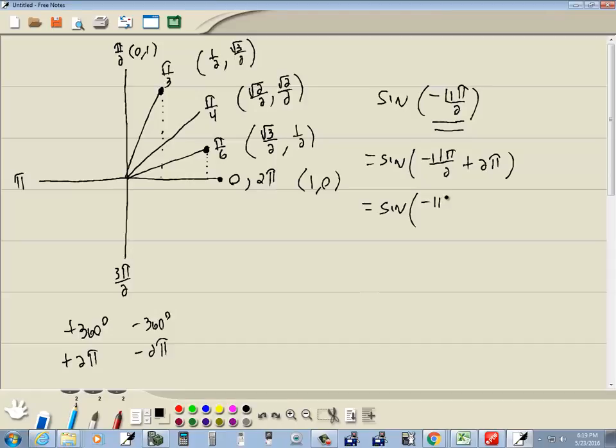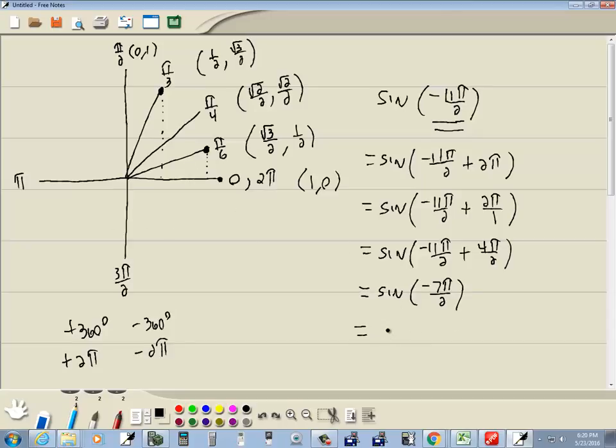So then we got negative 11 pi over 2 plus, I need to add these fractions, so I'll put that over 1, put it in fraction form. So that gives us sine of negative 11 pi over 2 plus, multiply the top and bottom by 2, and that gives us 4 pi over 2. Well, they have the same denominator. Negative 11 pi plus 4 pi is negative 7 pi. Well, that doesn't get us in our unit circle from 0 to 2 pi. But we can keep adding 2 pi to get it there.